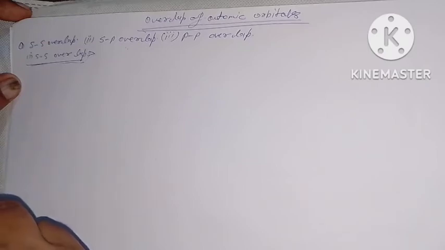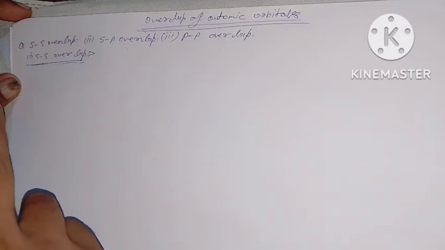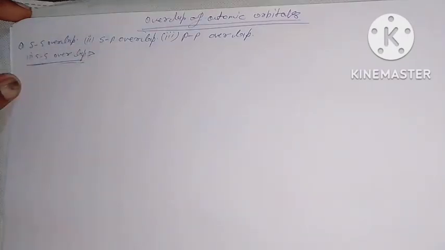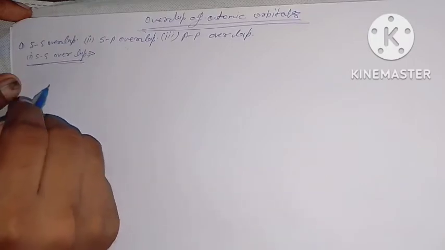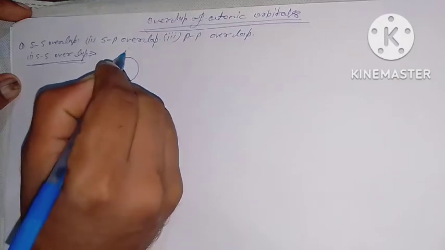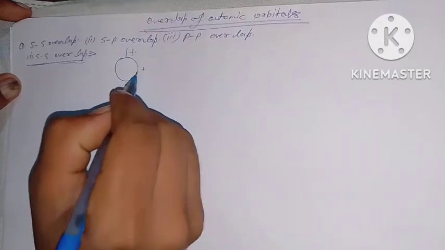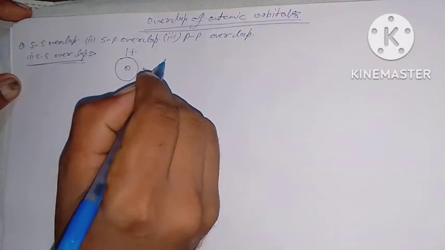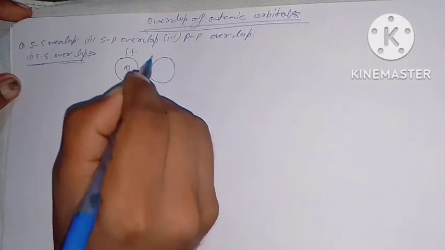Formation of an H2 molecule is an example of SS overlap. In the formation of H2, one s orbital of one H atom overlaps with that of another H atom, resulting in the formation of a covalent bond. This is the first hydrogen atom, plus this is the second hydrogen atom.